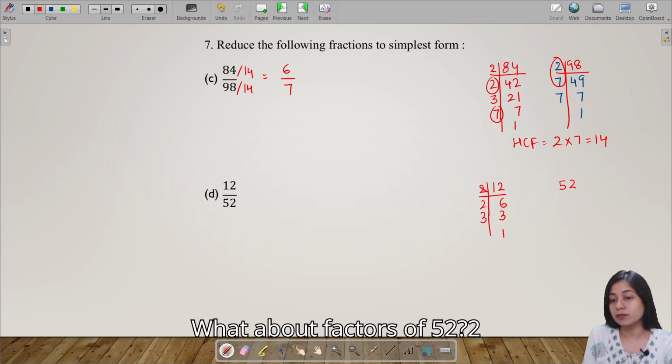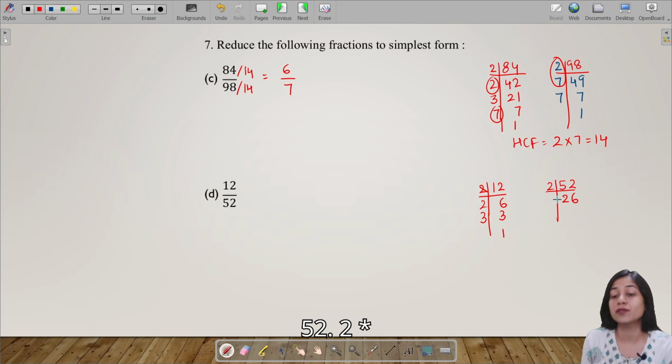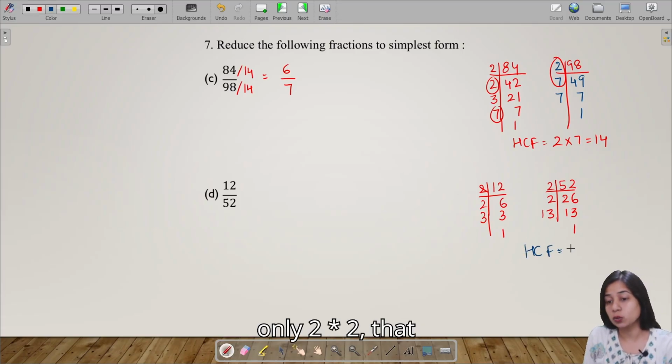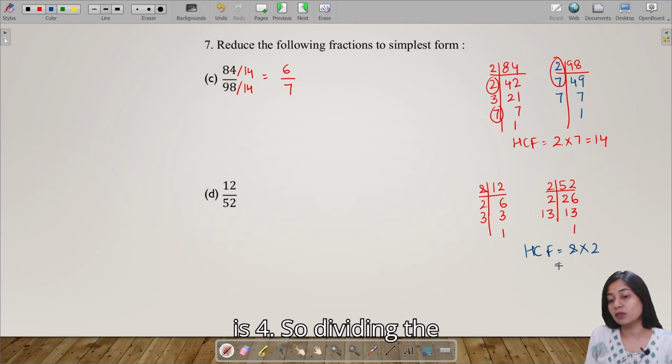What about factors of 52? 2 times 26 gives us 52. 2 times 13, 13 times 1. So here the HCF is only 2 into 2, that is 4.